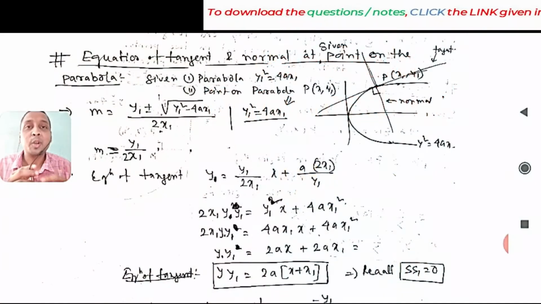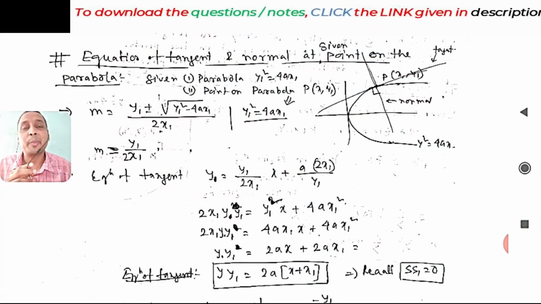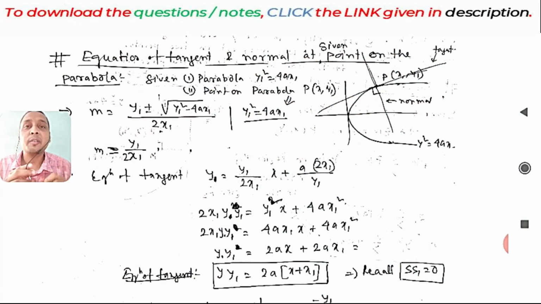Okay students, welcome you all to this new lecture in intermediate level for parabola. So today we will see the equation of tangent and normal. In the equation of tangent, we will see some similarities with the circle, that is SS1 equal to 0, for finding the equation of a tangent at a given point. Okay, then let's see this.